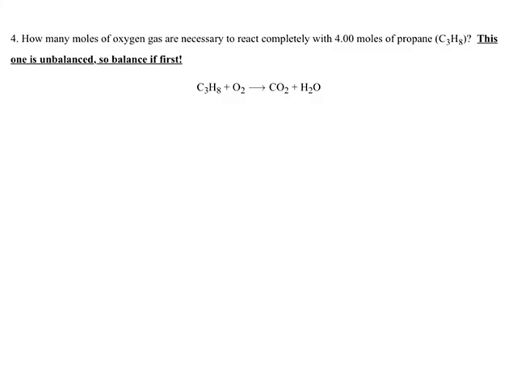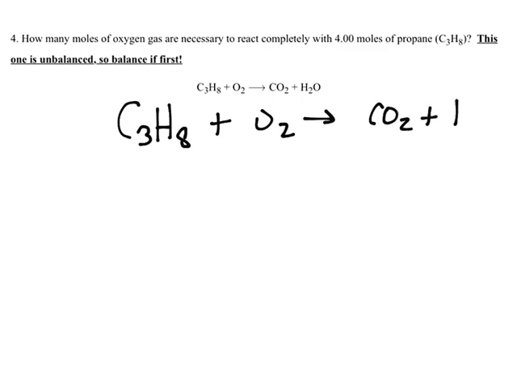Number 4, this one is not balanced. Let's go ahead and just balance it out first. I see 3 carbons here, only 1 here. I'm going to write this a little bit bigger, actually. C3H8 plus O2 makes CO2 plus water. So I know I'll need 3 here on my carbon. I see that I've got 8 hydrogens coming in sets of 2. That means I need 4 sets of those 2.